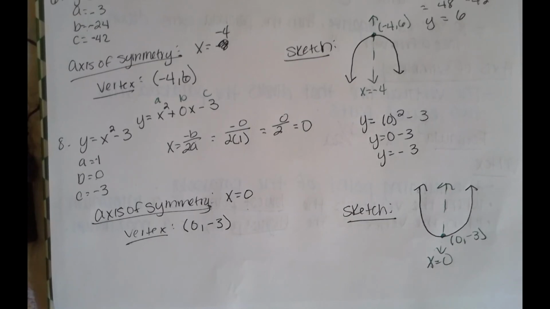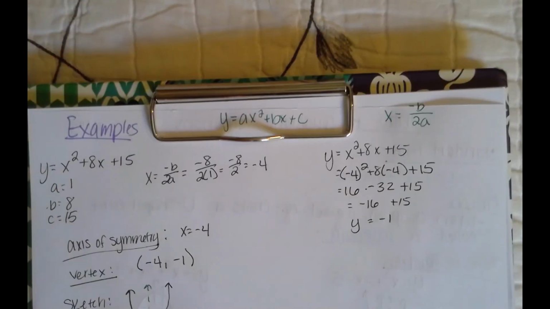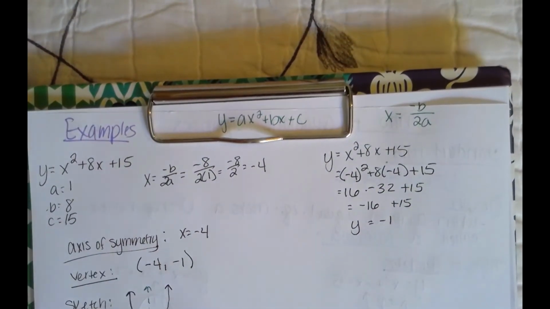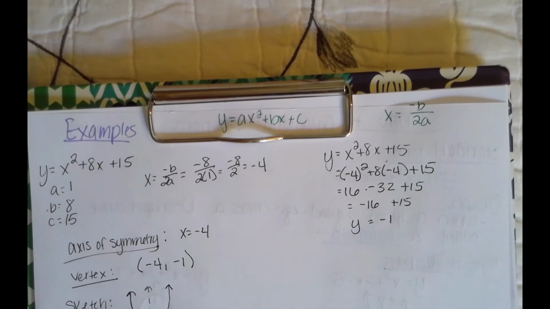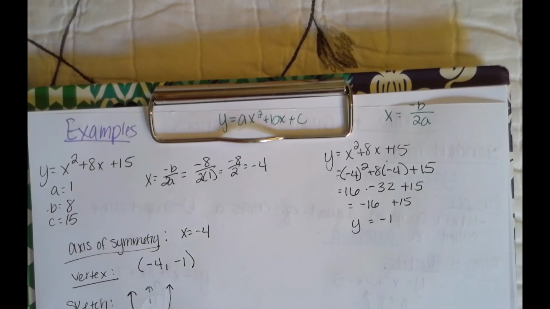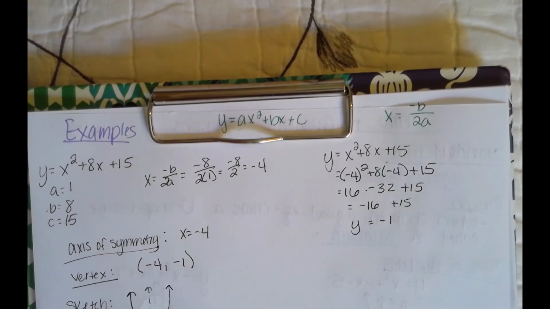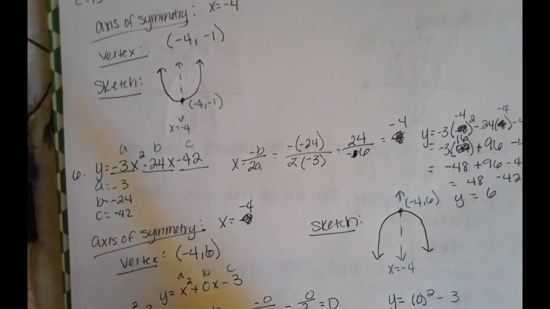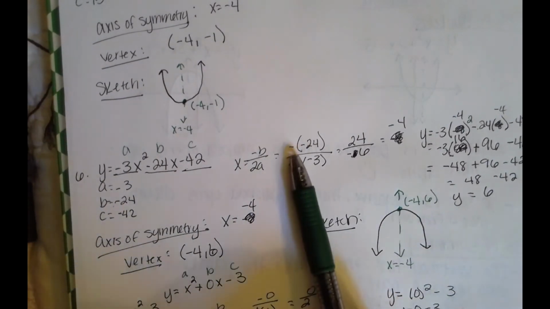Remember guys, a really good thing to keep in mind is when you're substituting values in, make sure you're putting them in parentheses. And when you put in negative 4 to be squared, you need to put that in parentheses too. So keep an eye on that. Parentheses save lives, especially in math.